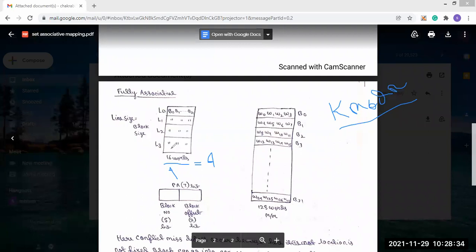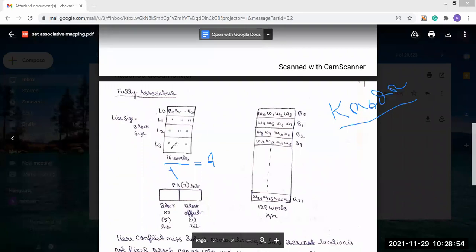then k is what? The block number. So 1 mod 4, our result will be 1. That means the block number 1 should be present in line number 1. But in fully associative mapping, there is no such constraint. There are no such constraints present.